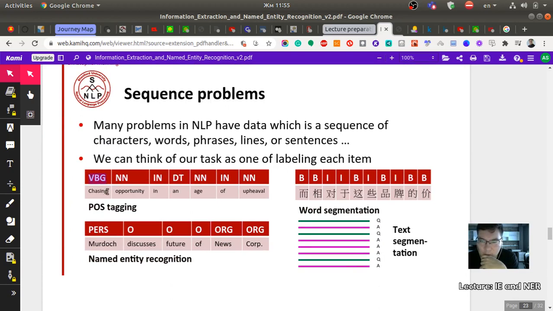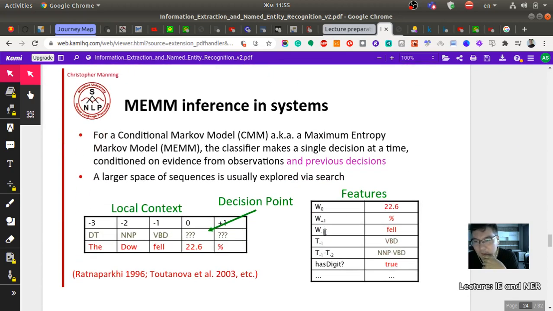For example, you have this text: chasing opportunity in an age of upheaval. And for example, Murdoch discusses future of news corporation. So this is for part of speech tagging. If it is a verb, this is a noun, this is a determiner, noun, preposition, and so on. And for example, for word segmentation, we can specify context, and this shows how you can make it.